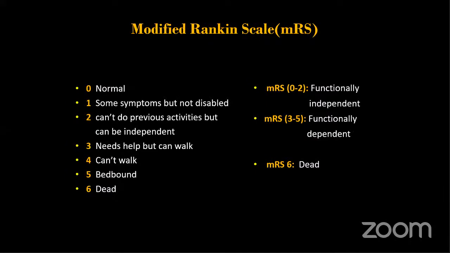The modified Rankin Scale is 0 to 6. 0 is normal, while 6 is dead. Functional independence is usually 0 to 2. In 1, there are some symptoms, but the patient is not disabled, while in mRS 2, they cannot do their previous activities, but still they are independent. At 3, they need some help, but they can walk, so they need some walking aid. At 4, the patient is wheelchair bound and cannot walk. And 5 is a nursing home patient or someone who's bedbound; they need 24-hour care.